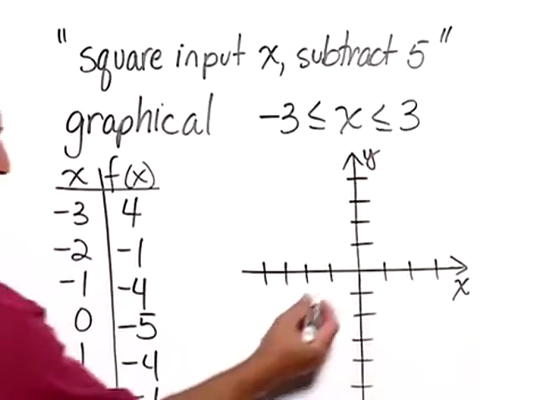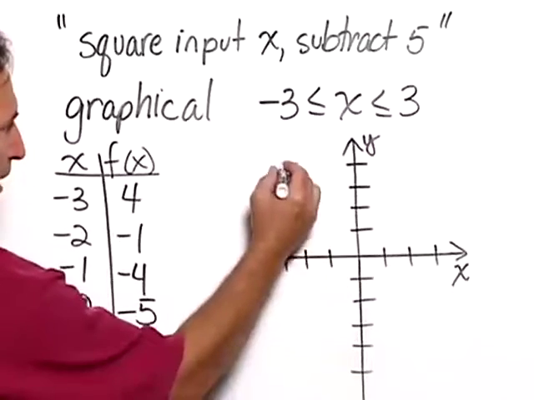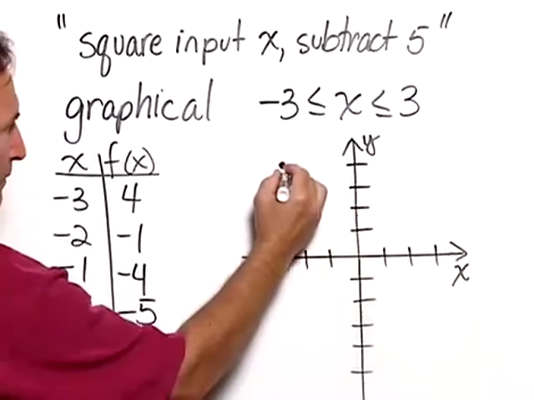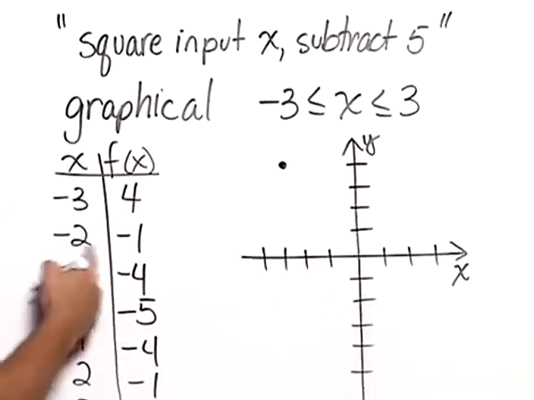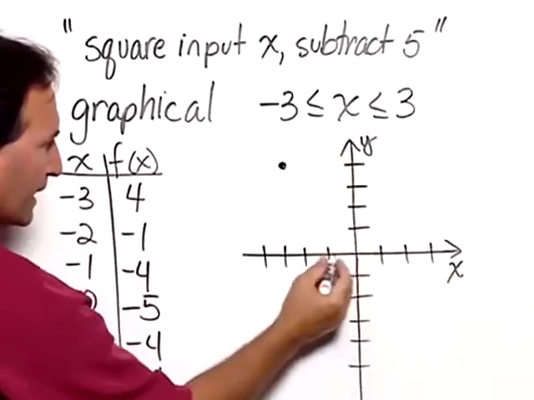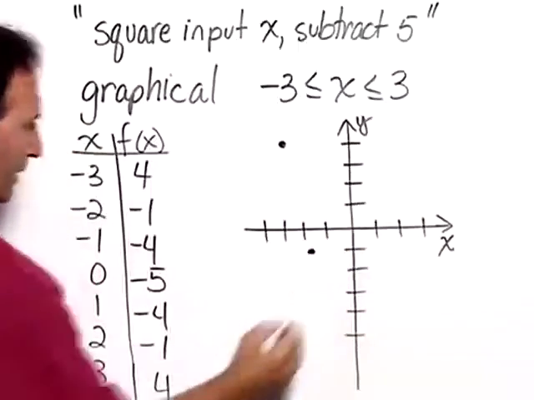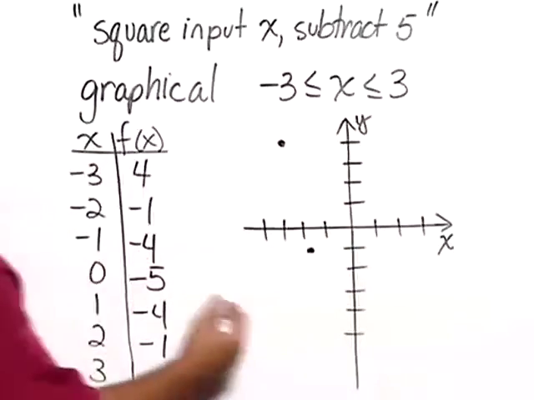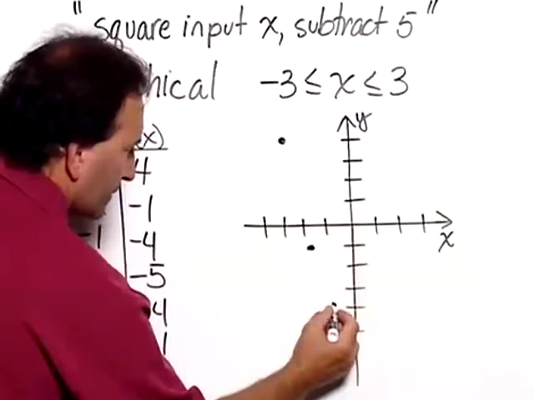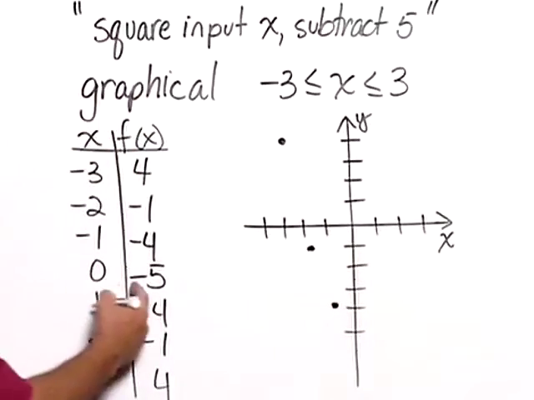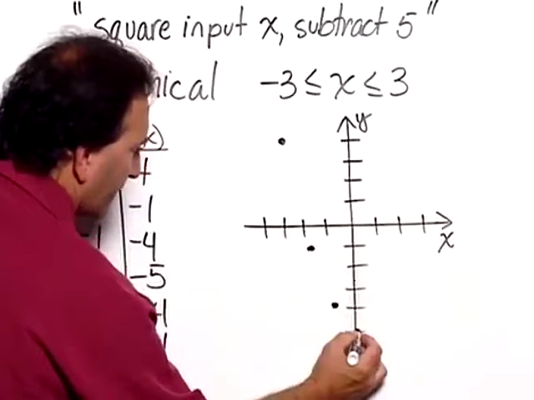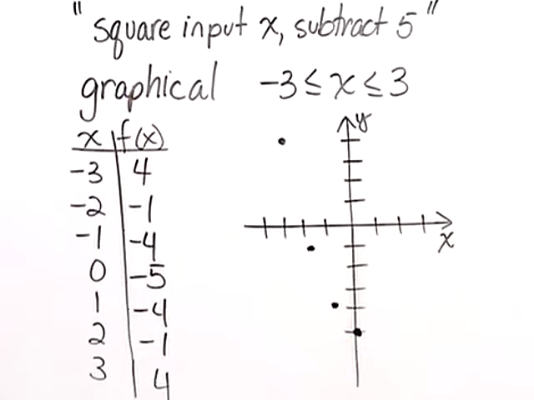-3, 4. So -3, 4. -2, -1. -2, -1. -1, -4. And then 0, -5. Now we start on the other side, the positive x values.